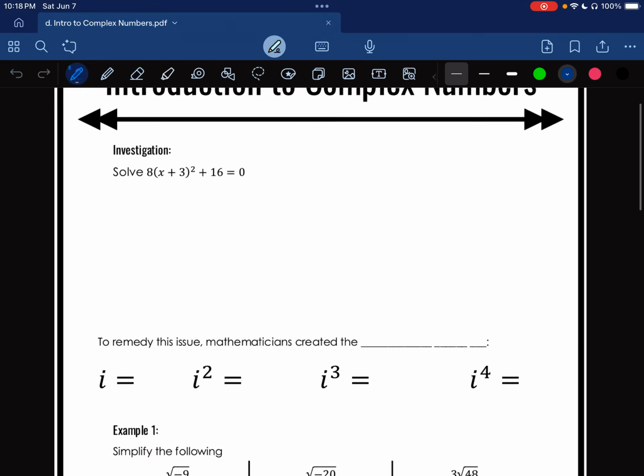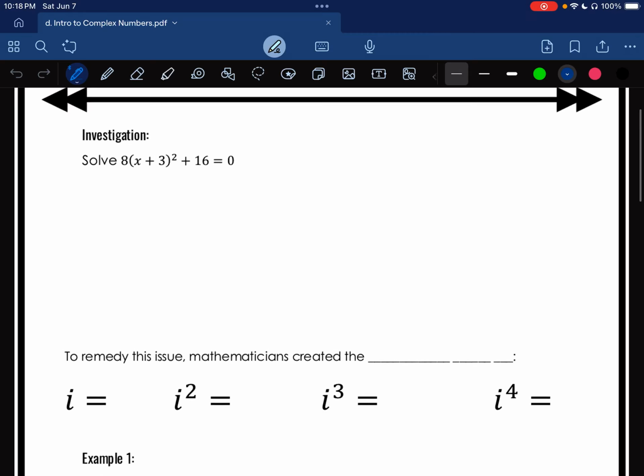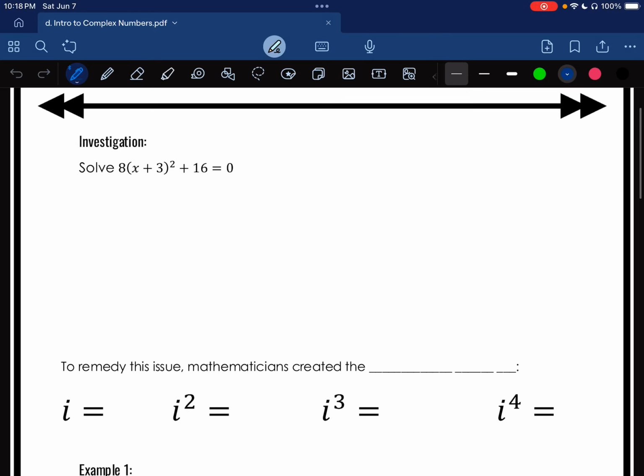Welcome. Today we are going to blow your minds and expand the number system. So go ahead and do this investigation question here. You're going to solve 8 times (x + 3) squared plus 16 equals 0. Go ahead and pause the video to do that.